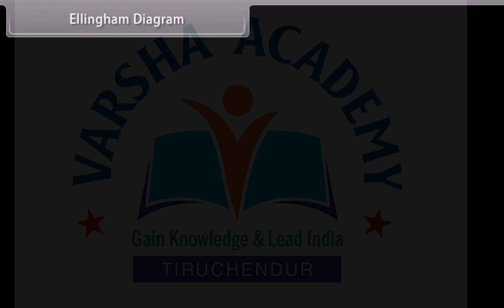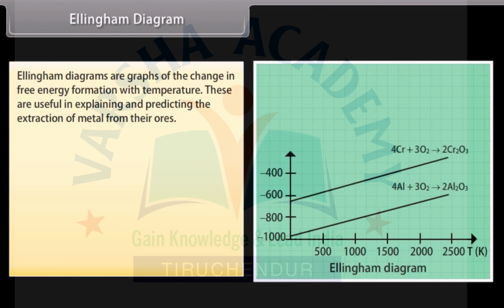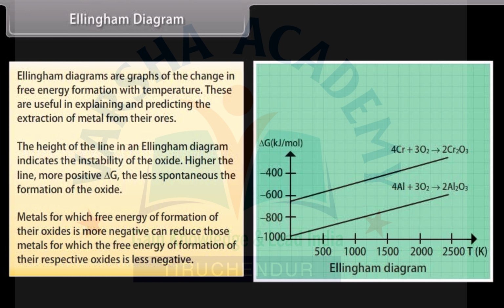Ellingham diagram. Ellingham diagrams are graphs of the change in free energy of formation with temperature. These are useful in explaining and predicting the extraction of metal from their ores. The height of the line in an Ellingham diagram indicates the instability of the oxide. The higher the line, the more positive the delta G, and the less spontaneous the formation of the oxide. Metals for which the free energy of formation of their oxides is more negative can reduce those metals for which the free energy of formation of their respective oxides is less negative.